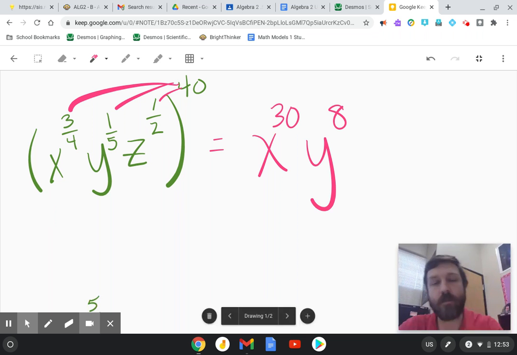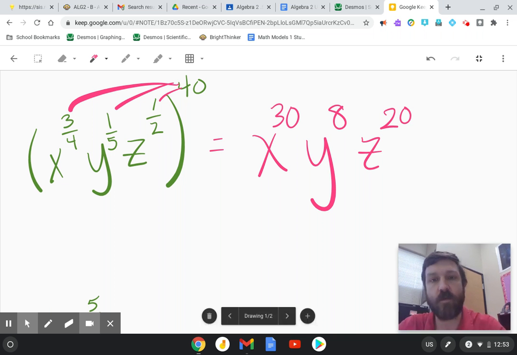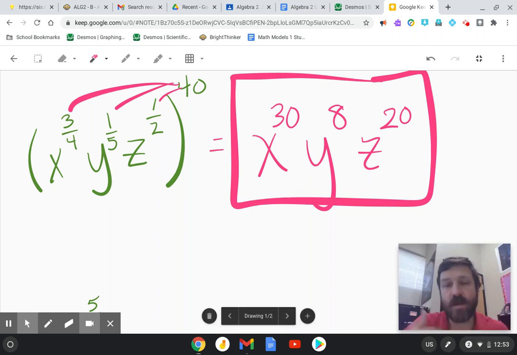And then 1/2, that one's easy. That's going to be z to the 20th power, because 1/2 of 40 is 20. And that would be the final answer. So again, all I'm doing is just applying the exponent rules in a new way.